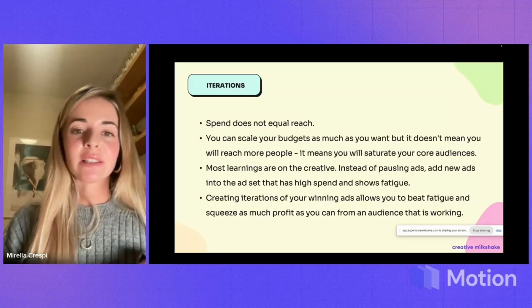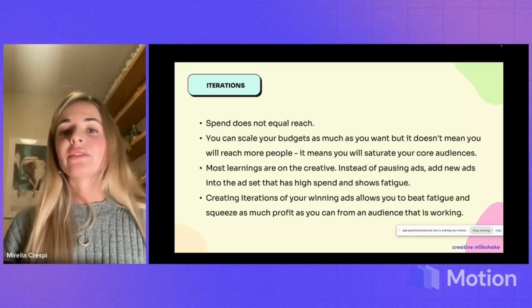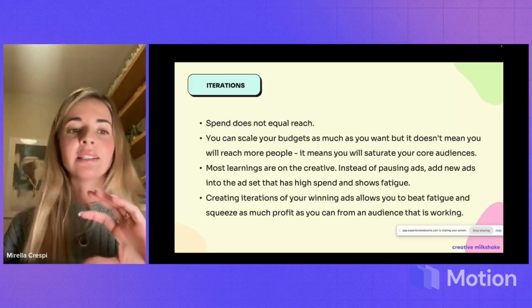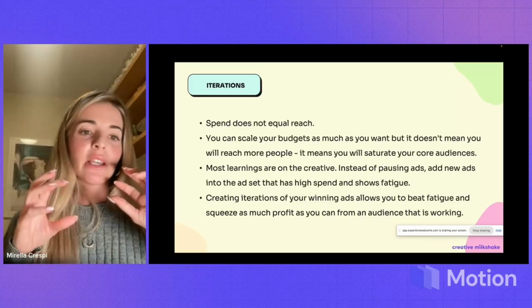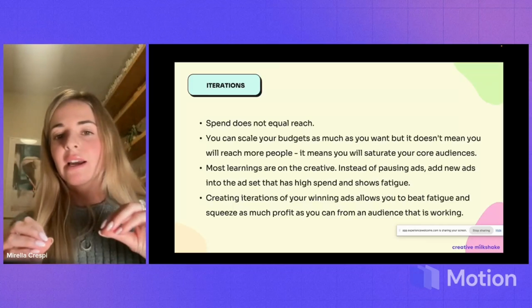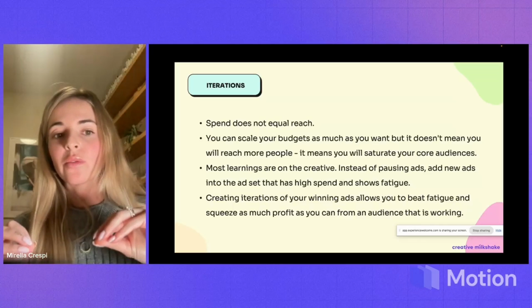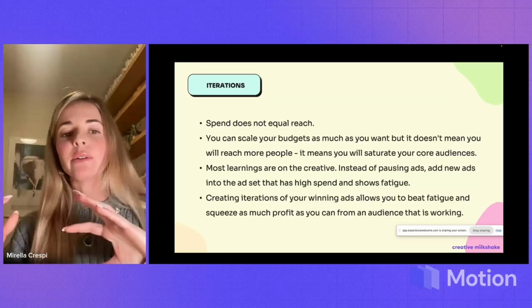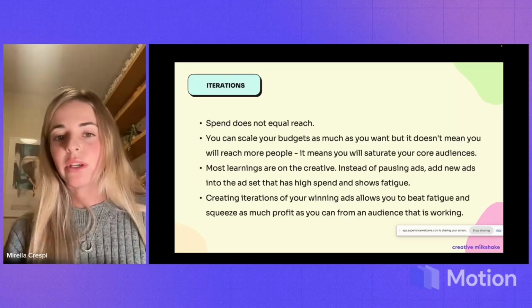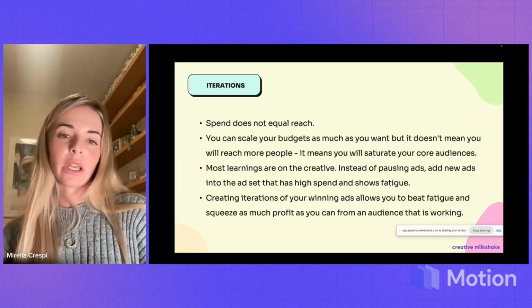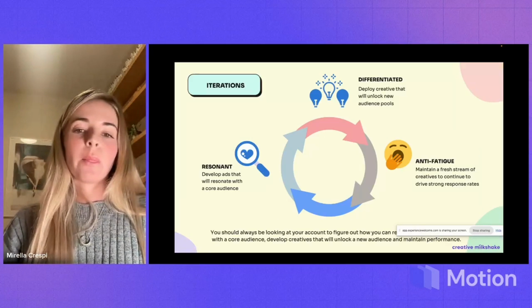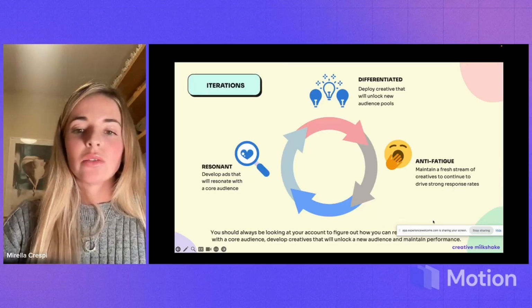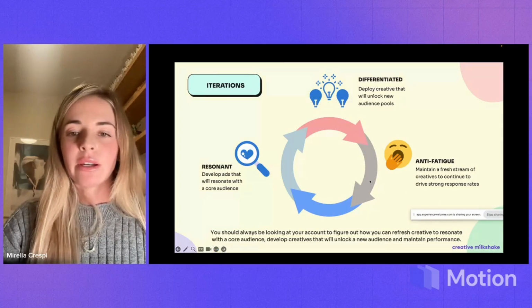So most learnings live on the creative. So instead of pausing your ads, add in new ad variations into that ad set that has the high spend and is starting to show fatigue. So creating these iterations of your winning ads will allow you to squeeze as much profit as you can from an audience that is working. So this is the best way to look at and think about creative iterations.